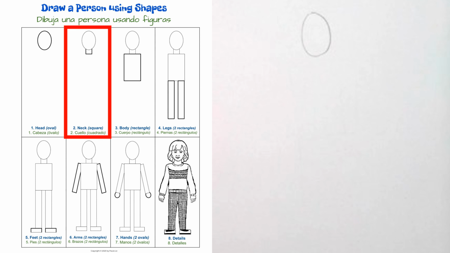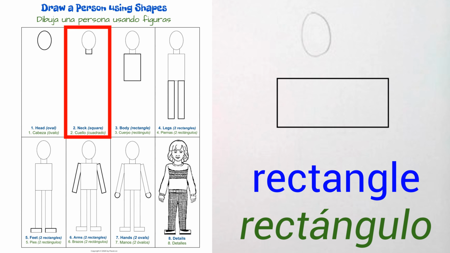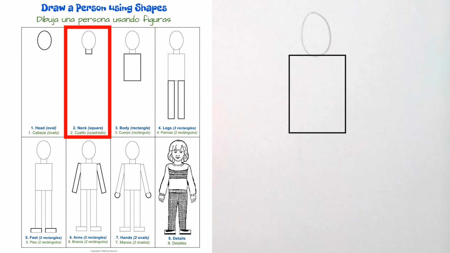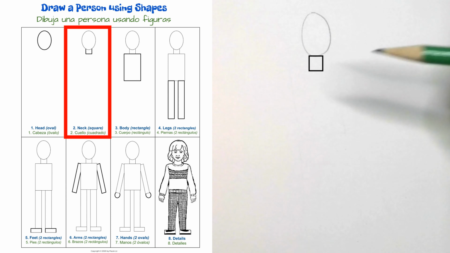Next, we need to draw the neck, el cuello. What shape is the neck? Yep, it's a rectangle. Is it grande o pequeño? Sí, es pequeño.